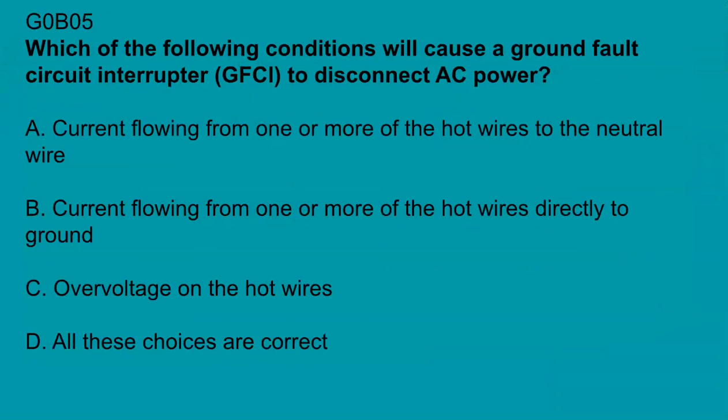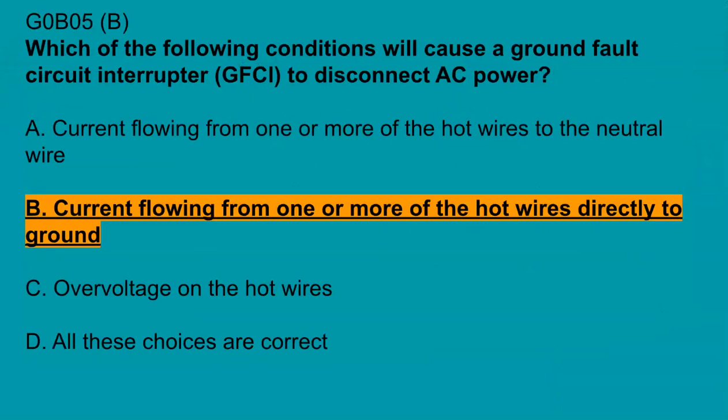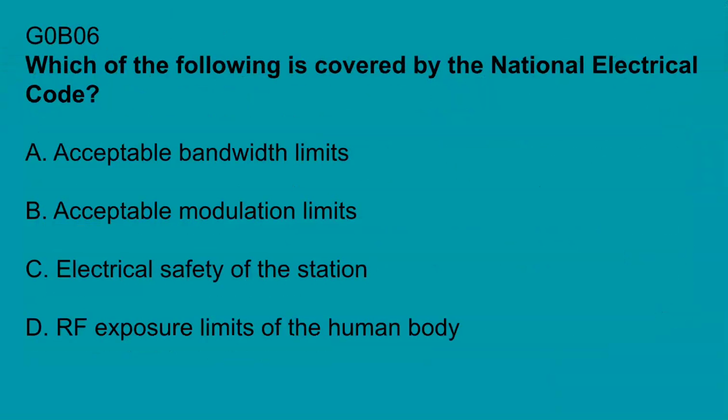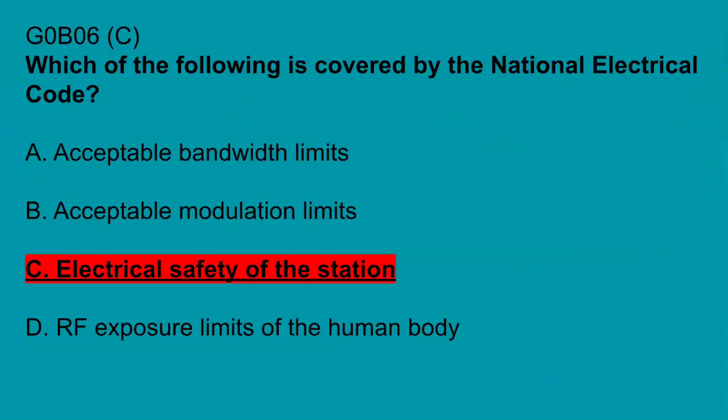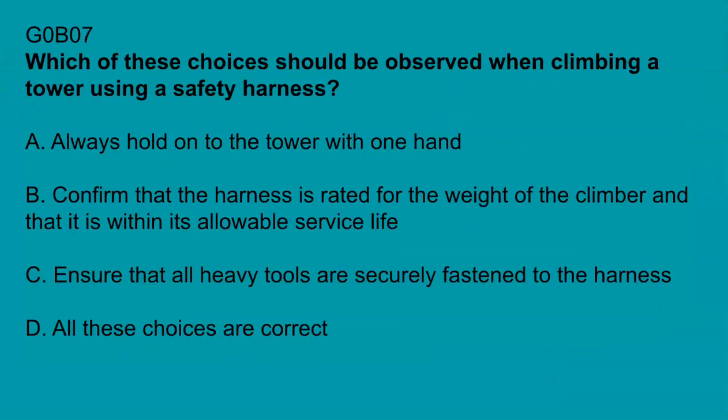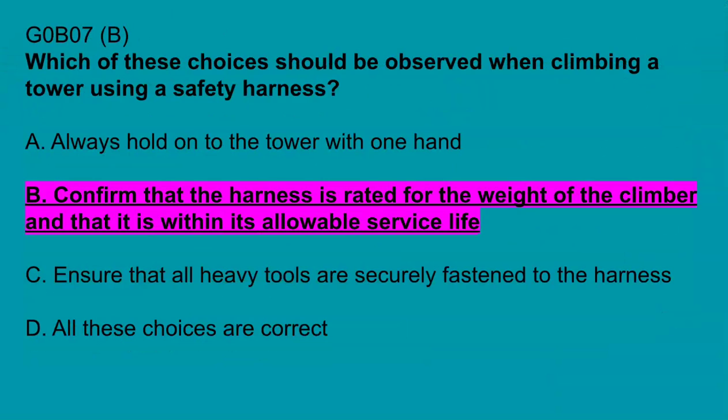G0B05, which of the following conditions will cause a ground fault circuit interrupter to disconnect AC power? Current flowing from one or more of the hot wires directly to ground. G0B06, which of the following is covered by the National Electrical Code? Electrical safety of the station. G0B07, which of the following choices should be observed when climbing a tower using a safety harness? Confirm that the harness is rated for the weight of the climber and it is within its allowable service life.